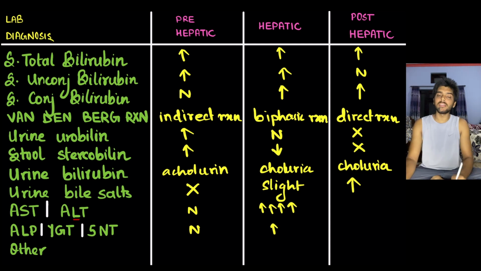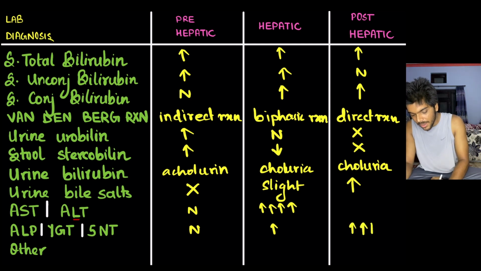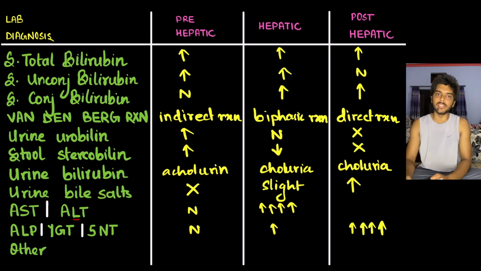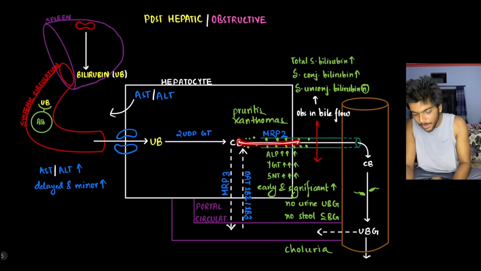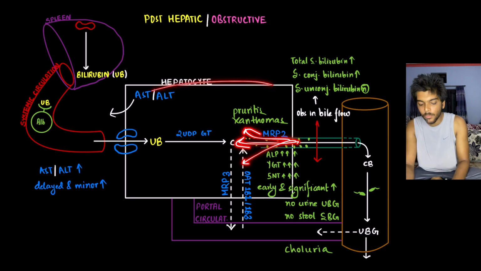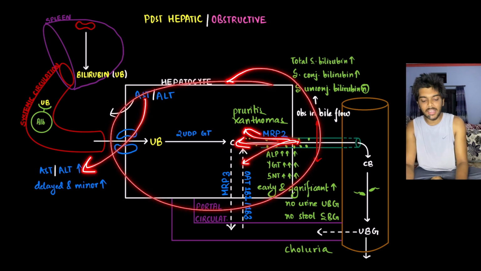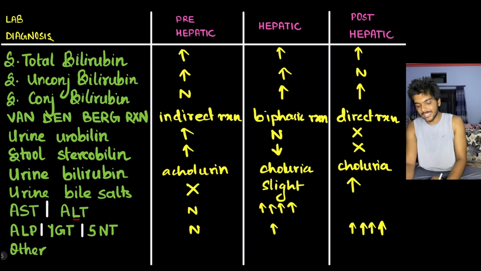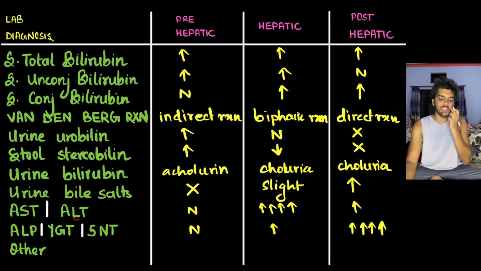As for post-hepatic jaundice, due to obstruction to the bile flow, due to cholestasis, there is significant and early rise in ALP, gamma GT, 5-NT, or basically bile canalicular enzymes. But later on, the bile salt that gets regurgitated back will damage the cell as well, and the AST, ALT leaks out. So there is delayed but slight rise in AST, ALT.